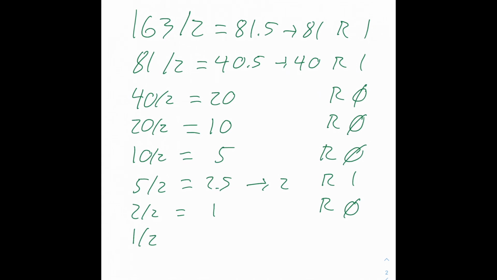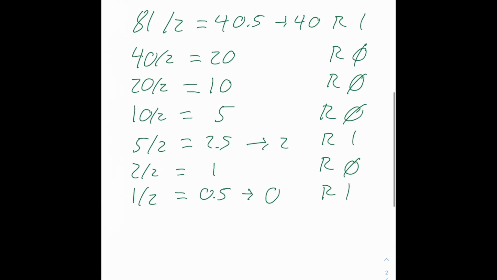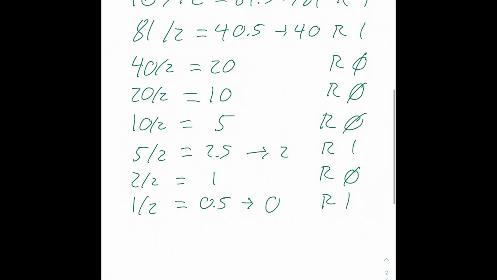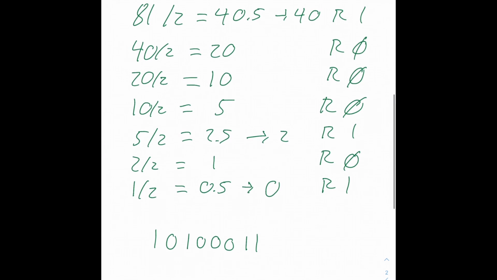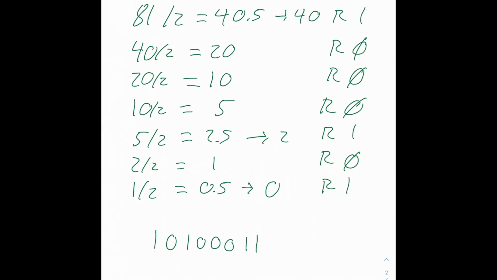1 divided by 2, 0.5, which is 0 with the remainder. So from right to left we have 1, 0, 1, 0, 0, 0, 1, 1. So that's our binary number for 163.